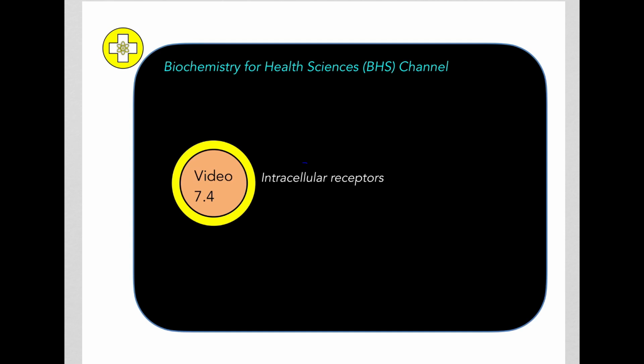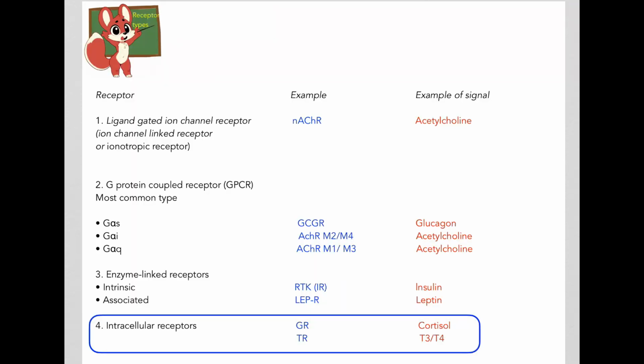In today's video, we shall discuss intracellular receptors. In the previous videos, we discussed various types of receptors. We started off with ligand-gated ion channel receptor, G-protein coupled receptor, and then enzyme-linked receptors. Today, we'll look at intracellular receptors and we'll look at two examples, the glucocorticoid receptor as well as the thyroid receptor.